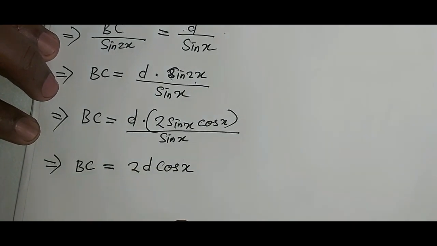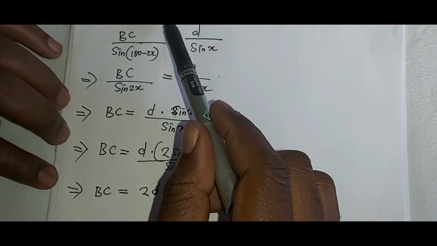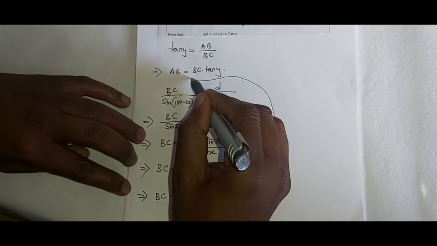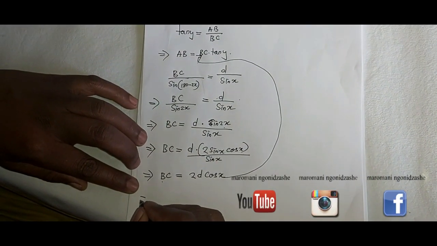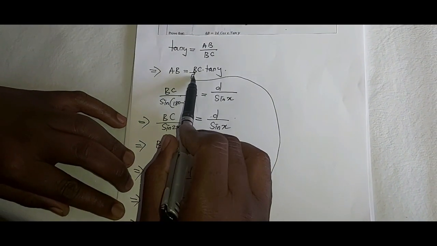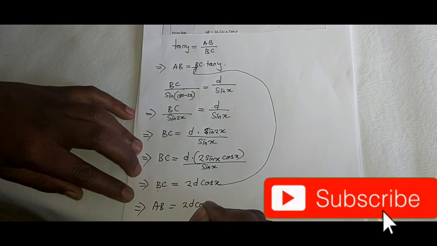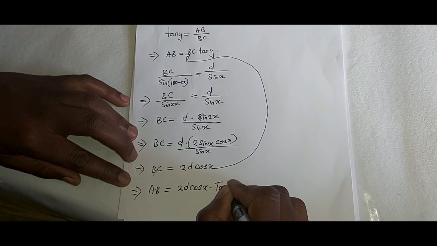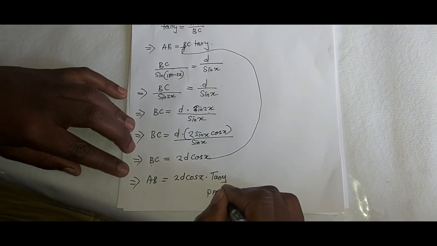cos x. After that, we substitute into our BC that is on top there. So in place of BC, I substitute this part. Therefore, my AB is equal to, in place of BC, 2D cos x multiplied by tan of y. From there, it has been proved.